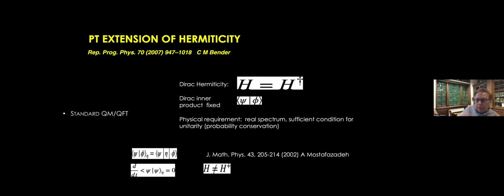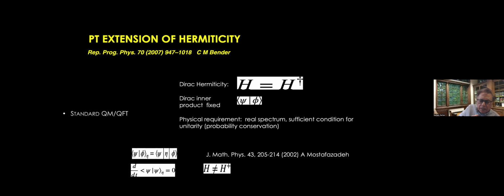Why is this important at a fundamental level? Well, all our quantum theory is typically based on Dirac hermiticity, and we have an inner product which is actually independent of the Hamiltonian. We find that we have real spectra, we find that probability is conserved, and everything is reasonably attractive and good. All quantum mechanics is based on that, and QFT has also been based on this. So this is all the physics that we typically know and understand using Dirac hermiticity.